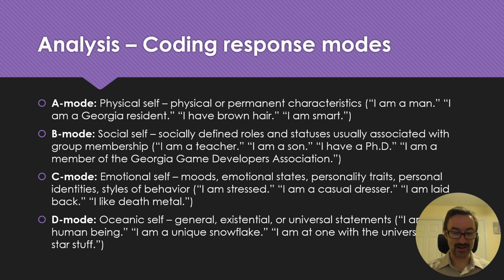Okay, next is number 4 on here. I am a son, S-O-N. That would be B mode, because it's a social identity that emphasizes my relationship to others, to my family. I am a teacher is also B mode. Teacher is a socially defined role and a status associated with group membership. It describes my profession, my interaction with you all. It's really central to who I am and how other people know me.